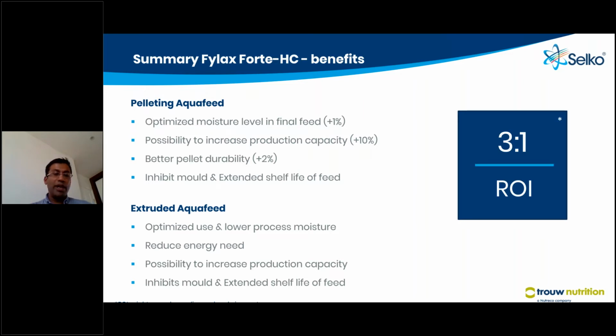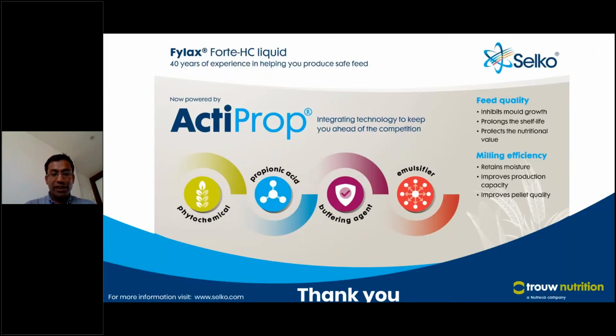So based on all of the trials we have done across different species, what we see clearly is that with the use of Phylax Fort, you are able to get a return on investment of 3 to 1. Of course, it differs depending on the feed mill, your current status and local conditions. With that, thank you for listening to me. And any questions, I'm happy to answer.